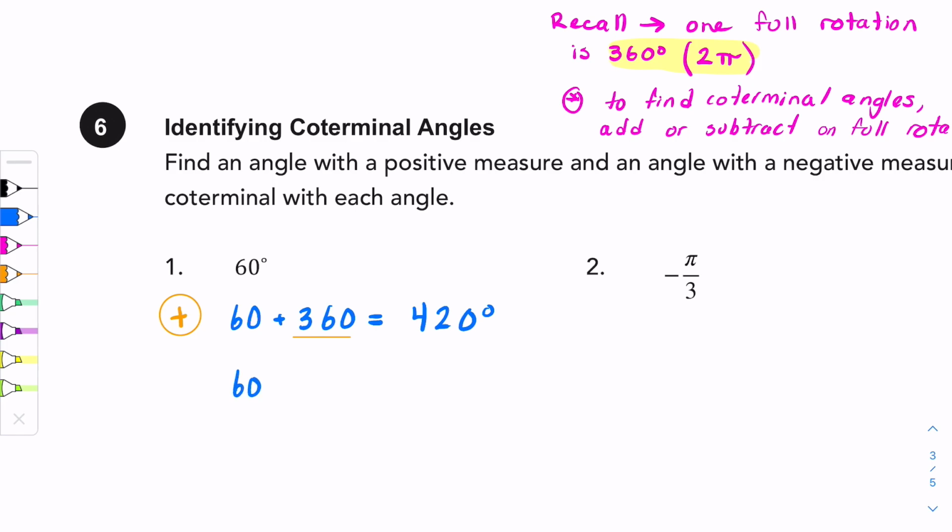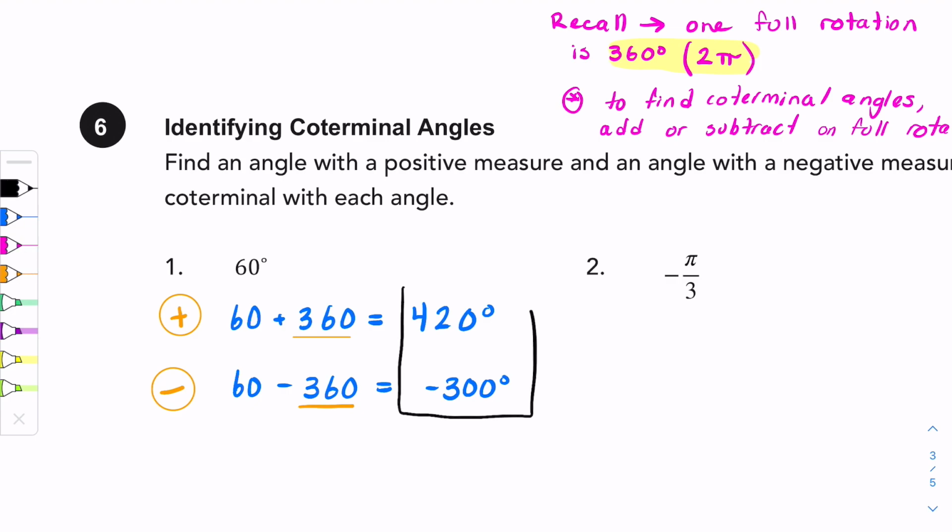Next, we're going to take 60 degrees and we're going to subtract 360, and that's going to give us a solution of negative 300 degrees. That's your negative answer, and we just found that by subtracting 360. If you want to, you can graph them and you can indicate that they are both using the same initial and terminal side. So here's your two coterminal angles, one positive, one negative. To find this, we add or subtract 360.